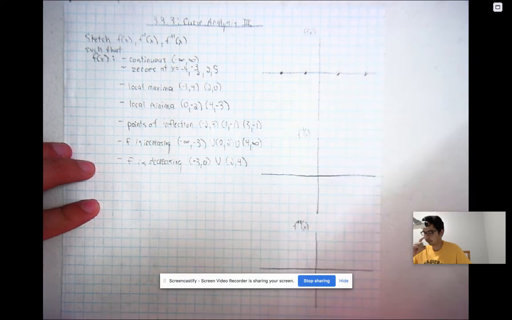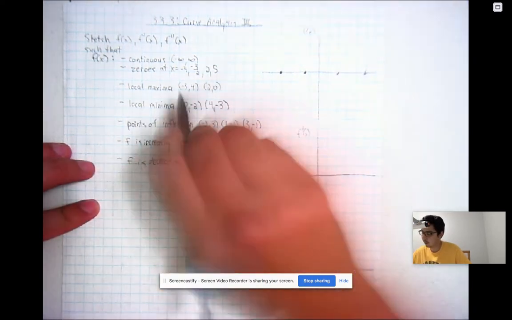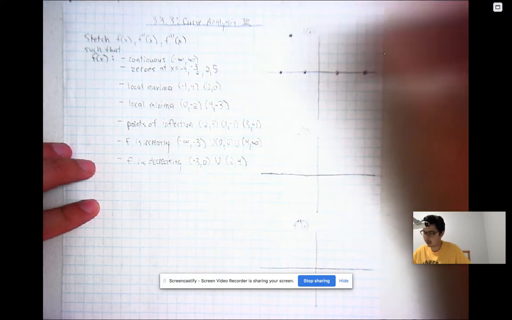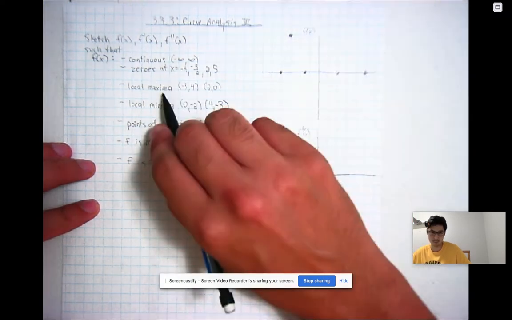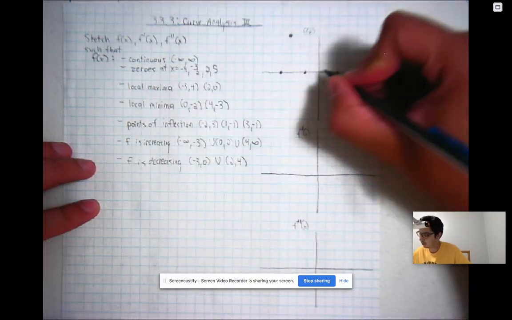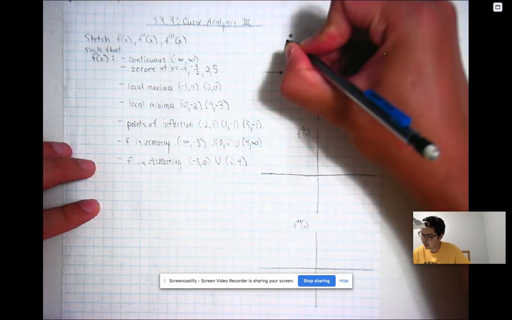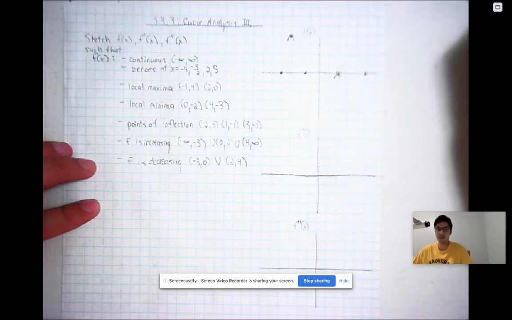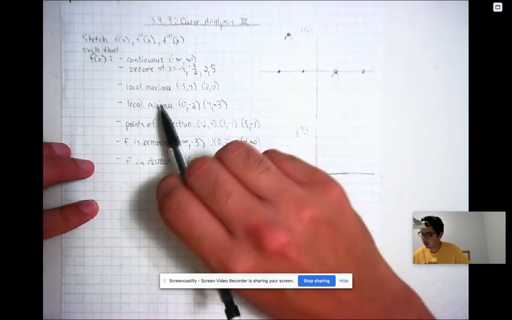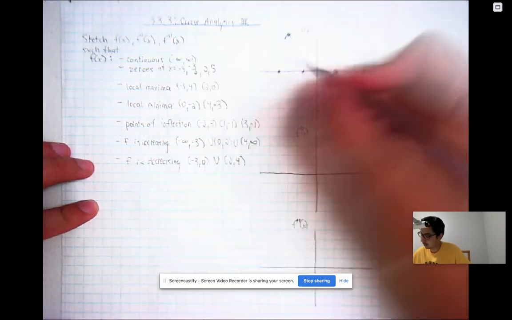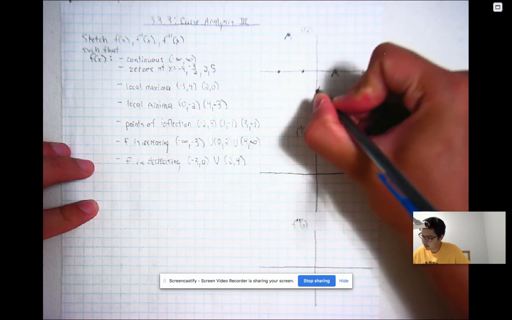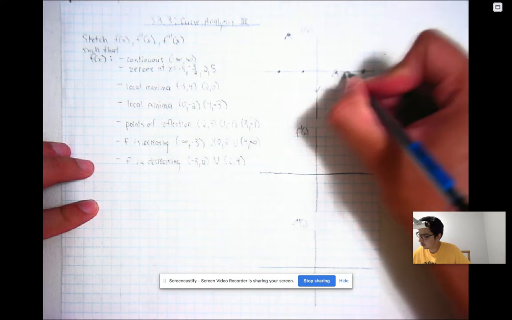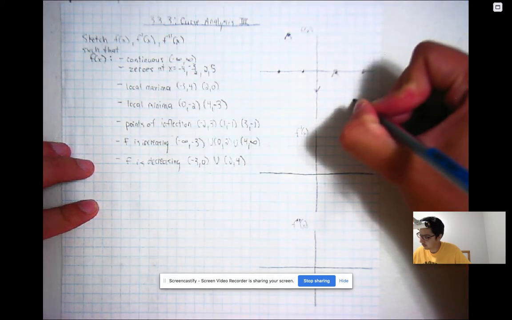It has local maxima at (-3, 4) and at (2, 0). Maxima is just the plural version of maximum. So when I say max, that means that the graph will do something like this at those points. It has local minima, just the plural version of minimum, at (0, -2), so it's a minimum, so we'll have a curve like that, and at (4, -3).